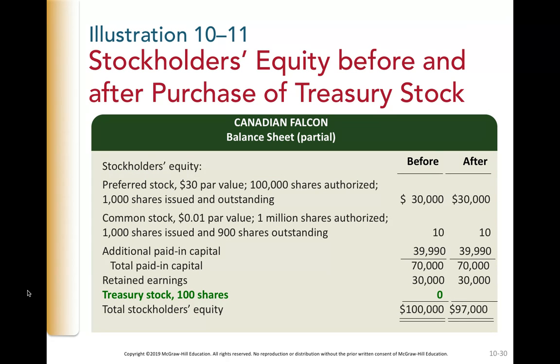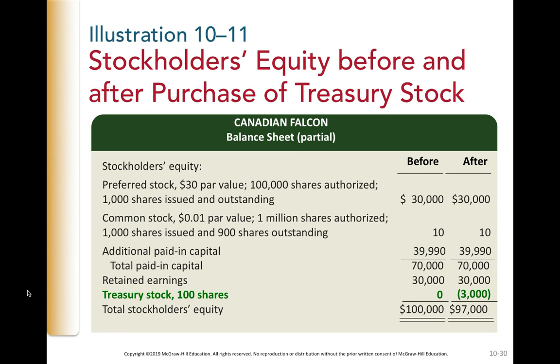This is an example of stockholders' equity before and after the purchase of treasury stock. So let's go ahead and look at before to begin with. They had preferred stock of $30,000, common stock of $10,000, and additional paid-in capital of $39,990. This gave them a total paid-in capital of $70,000, retained earnings of $30,000, for total stockholders' equity of $100,000.